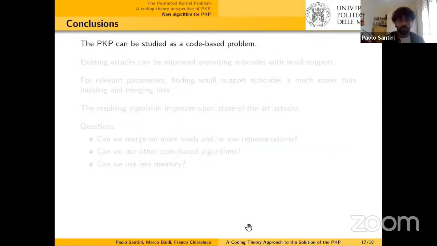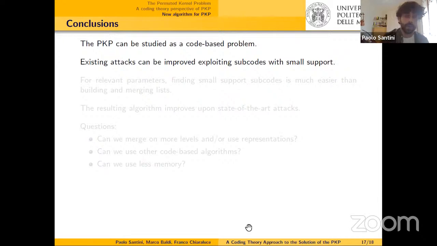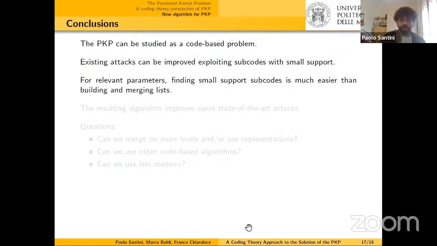So, concluding, we have seen that the PKP can actually be studied as a code-based problem, and in particular, we described how we can use subcodes with small support to improve the state-of-the-art attacks. The improvement is not dramatic, but still the algorithm we have obtained is faster than the state-of-the-art for many cases.